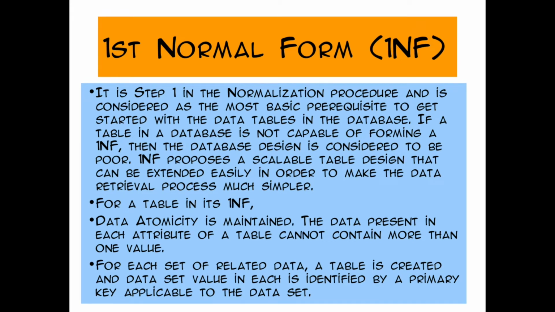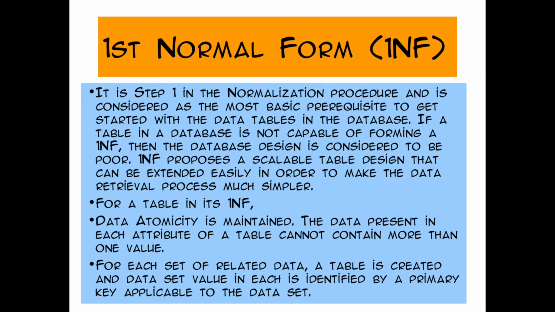It is step 1 in the normalization procedure and is considered the most basic prerequisite to get started with the data tables in the database. If a table in a database is not capable of forming a first normal form, then the database design is considered to be poor. First normal form proposes a scalable table design that can be extended easily in order to make the data retrieval process much simpler.